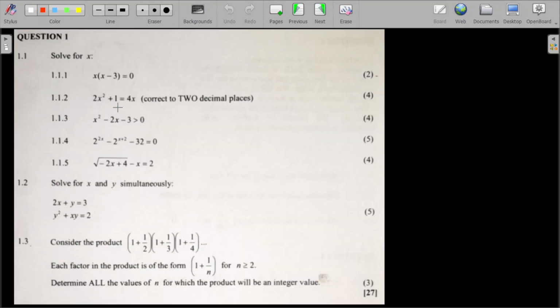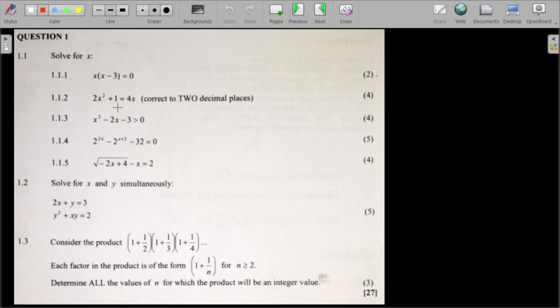Now, question one is the basic question in terms of the structure. Usually the structure is like this, and everything in question one, or most of it, is from grade 11 or the previous grades. So this is more or less a revision for everyone.